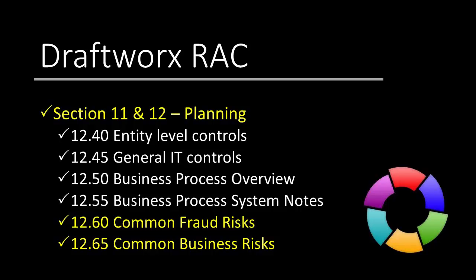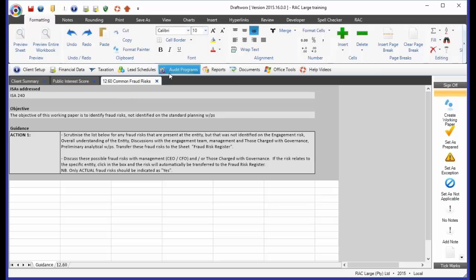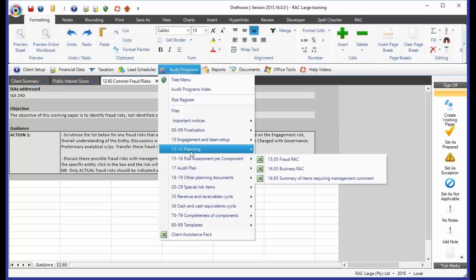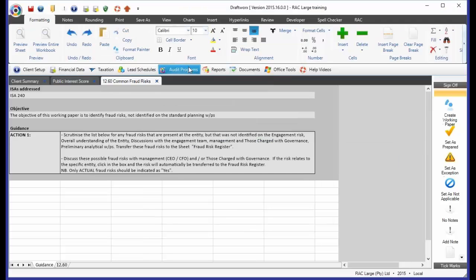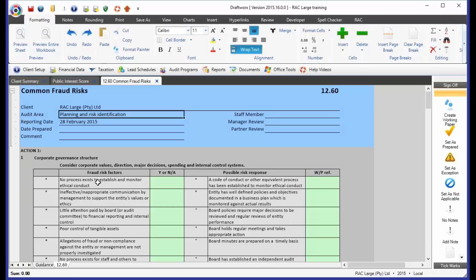12.60 and 65 are not really compulsory working papers for you to be completing on every single audit. You'll see by their very name, 12.60 is common fraud risks and 12.65 is common business risks. The whole point of this document, and it's something that has been carried forward out of our old audit light, is that this is a listing of a whole lot of potential risk factors that you can consider. These are not things that you must put into your audit file.